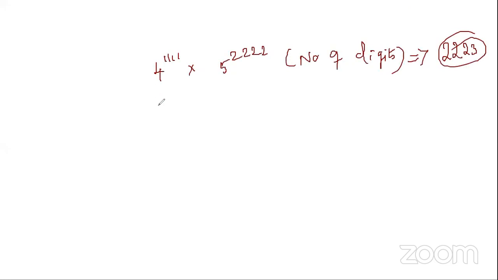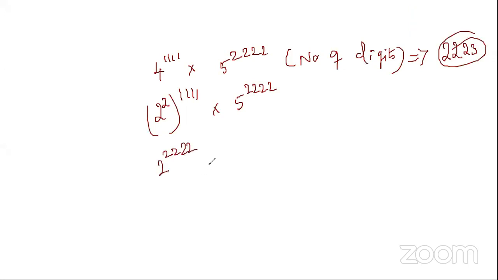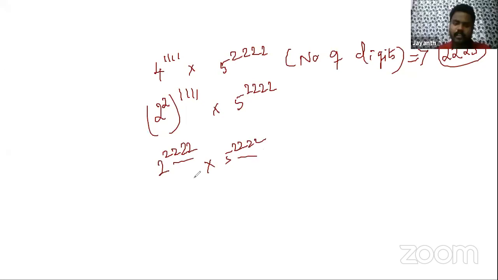See, listen here. 4 can be written as 2 power 2, so 4 power 11 is 2 power 22. And this is 5 power 22. So you can write this as 2 power 22 into 5 power 22. Both the powers are the same, so 2 times 5 is 10. So it is 10 to the power 22.